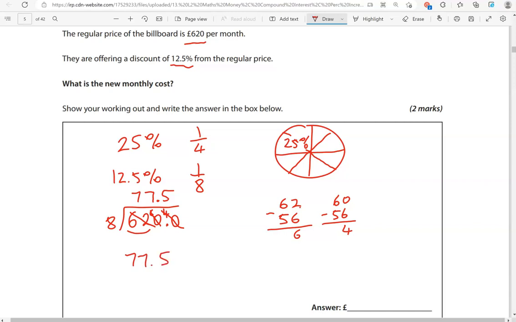So that's the discount, £77.50. The question is, what is the new monthly cost? So we're going to work this out by taking away 77.5 from 620.